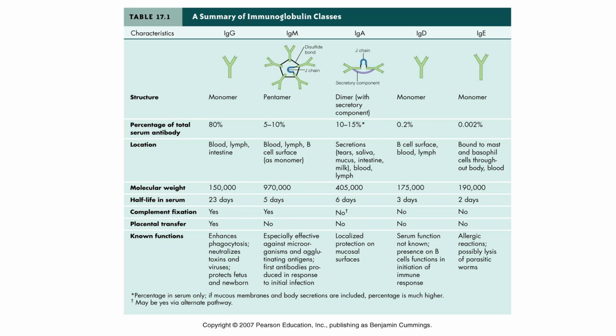IgM is great at agglutination because it can grab 10 different things and drag them out of solution. As I tried to discuss in lecture, the Fc regions would all be popped up such that they're very attractive to macrophages and to complement. So they do bind complement quite well. They don't last that long.